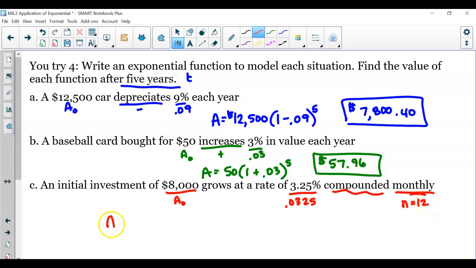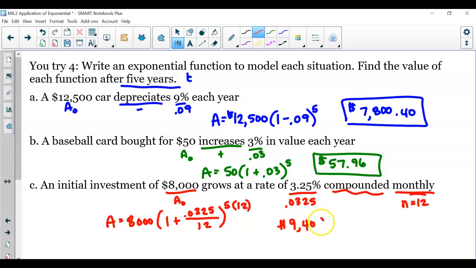You should have set this up as A is equal to $8,000 times 1 plus, because of the compound, 0.0325 divided by 12, raise that to the 5th power. But remember, right, also multiply by that value, that n here, compounding monthly. And you should have gotten approximately $9,409.52.